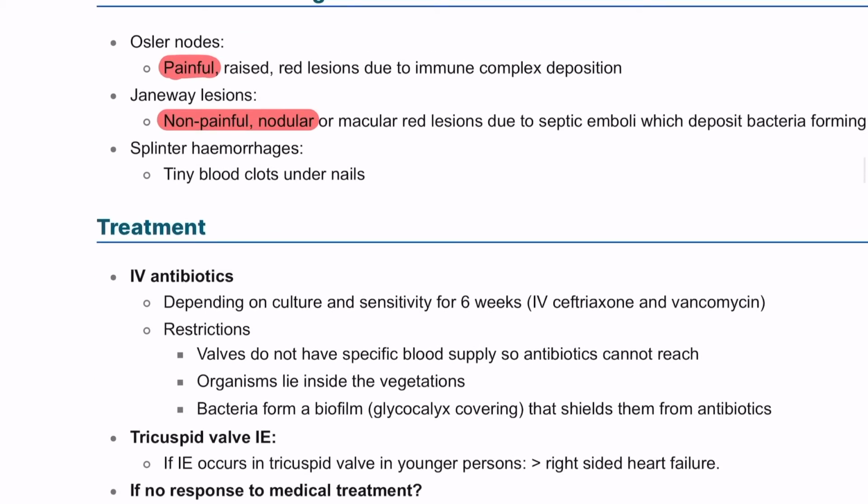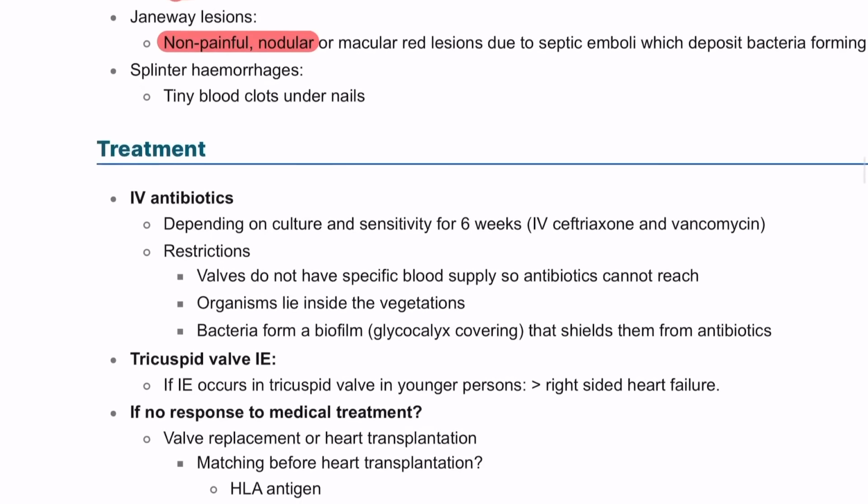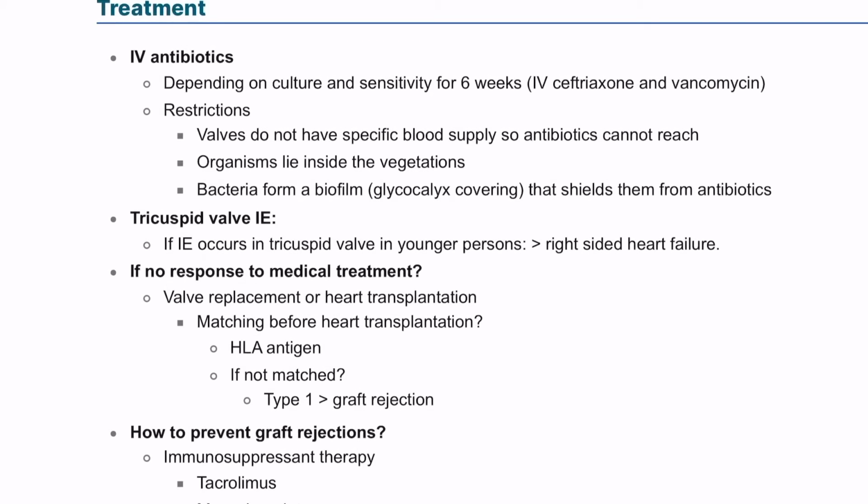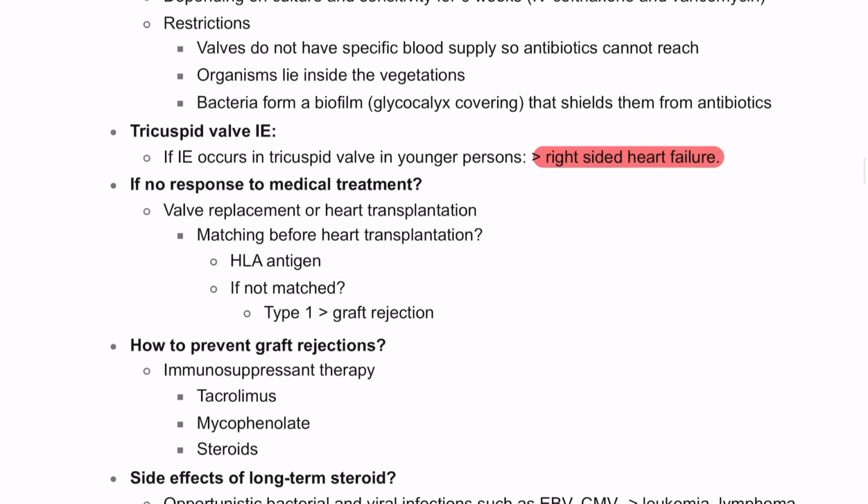All right. Treatment: we usually give the patient antibiotics for 4 to 6 weeks, and that would be based on the culture and sensitivity. Most of the time it's gentamicin and vancomycin, ceftriaxone as well. In tricuspid valve disease, you need to think about heart failure, specifically right-sided heart failure. And if there is no response to the treatment, we need to do further intervention or heart transplantation. And we need to do HLA typing and ABO typing before that.